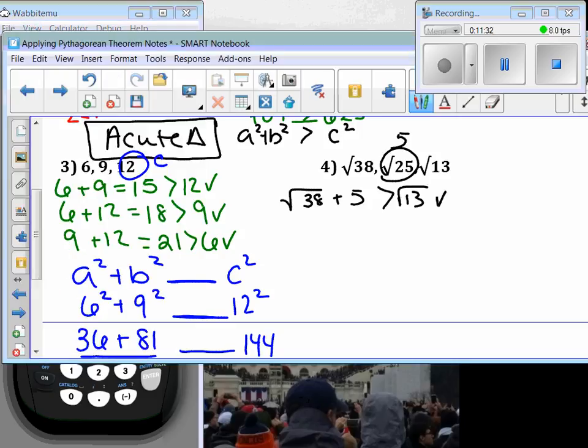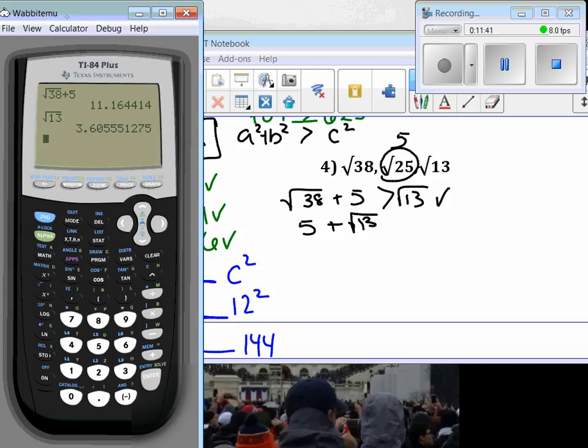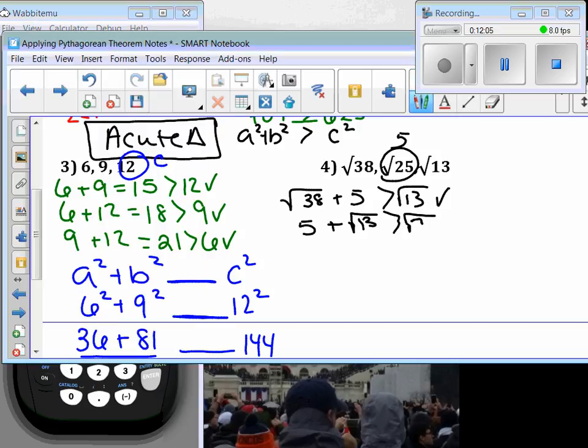That's good. Next, we have our 5 plus the square root of 13. Go back to your calculator, type in 5 plus the square root of 13. We get about 8.6. We need to compare that to the square root of 38, which is 6.16. So we know 5 plus the square root of 13 is greater than the square root of 38.